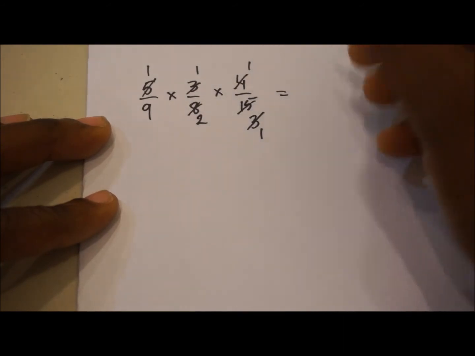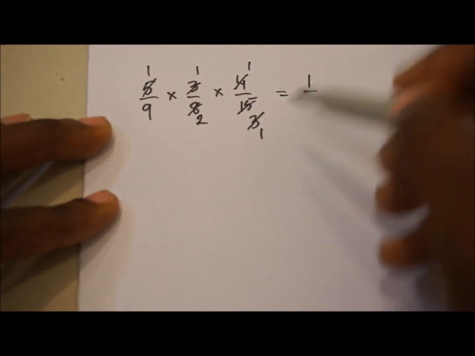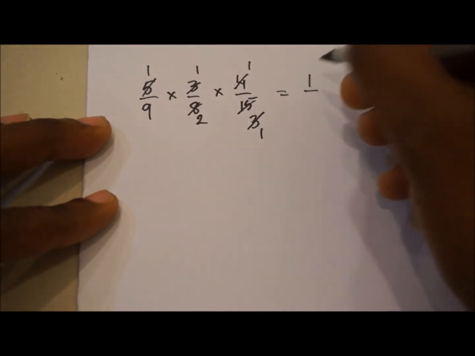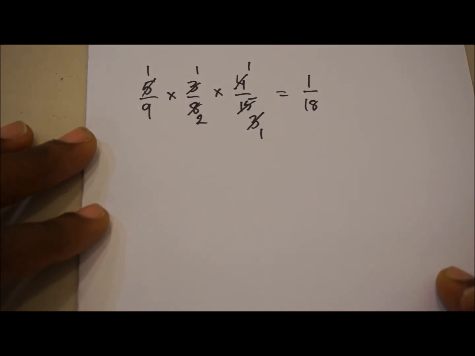1 times 1 times 1 gives me 1 over 9 times 2 times 1. 9 times 2 is 18. 18 times 1 is 18. So my answer is 1 over 18. Again, the key point is to try to cancel as much as you can, try to simplify as much as you can before you do the multiplication of your problem.